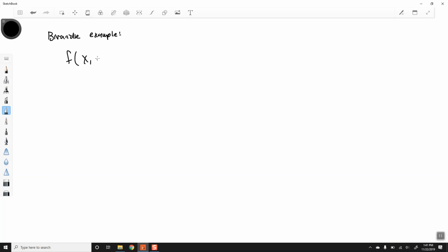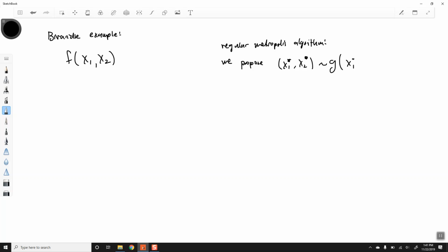So we have f of x1 and x2. The traditional regular Metropolis algorithm will say, we propose the coordinate x1 star and x2 star coming from g of x1 and x2 given our x1t and our x2t. Okay, so that's the regular Metropolis algorithm.